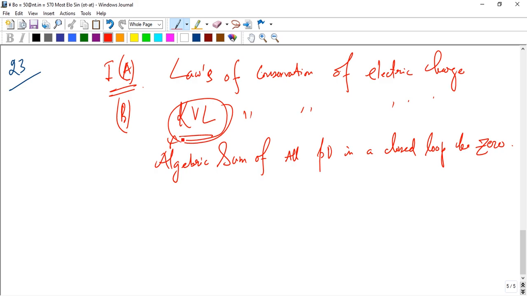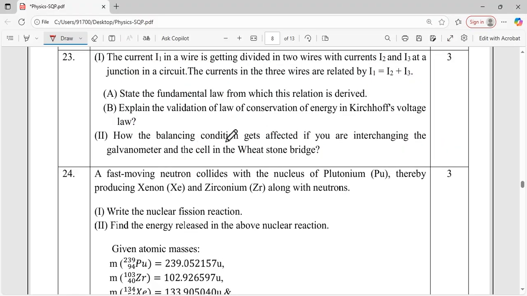Now another question. How is the balance condition affected if we interchange the galvanometer and the cell in the Wheatstone bridge? So here we see that there is no change in the balancing condition.